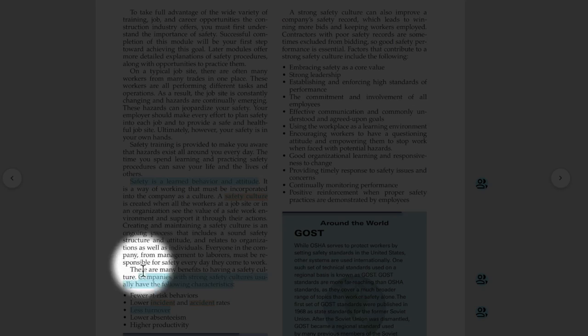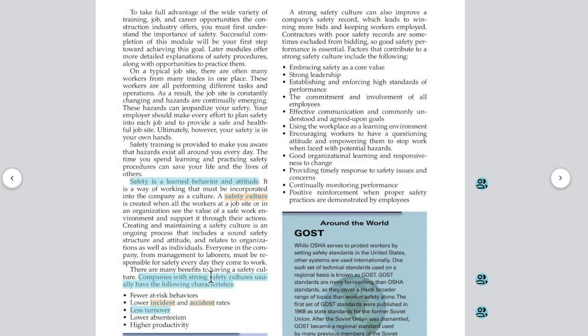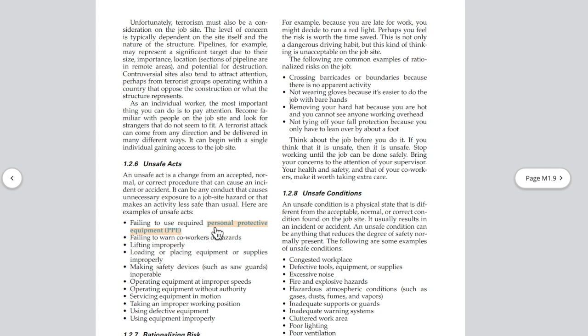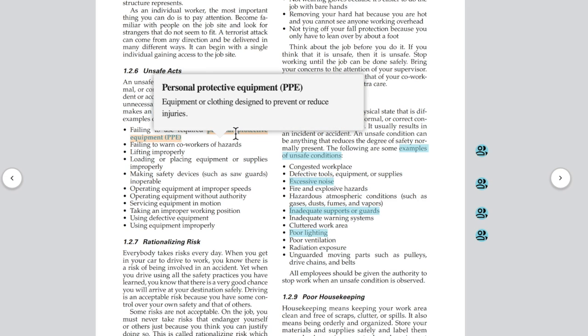Companies with strong safety cultures typically have fewer at-risk behaviors, lower incident and accident rates, less turnover, lower absenteeism, higher productivity. You should just really write that one down right there, though. Keep that in mind. Less turnover. The fatal 4 are here, and that is falls, struck by, electrical shock, caught in, unsafe acts. There's that PPE, personal protective equipment: equipment or clothing designed to prevent or reduce injuries.